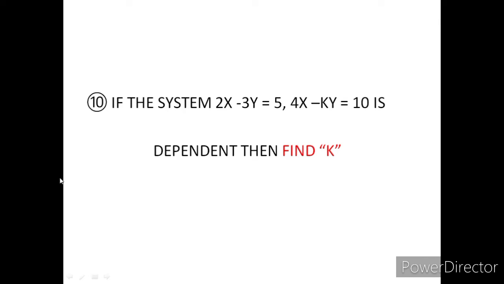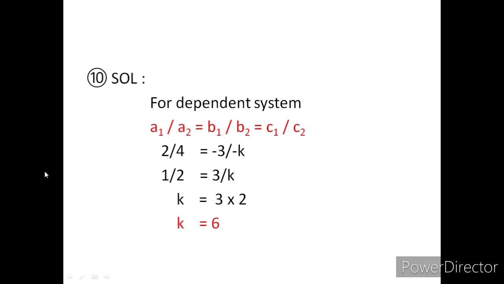As usual, stop the video. Watch the problem. Try to get the solution. Shall we move? Yes, here the system is given as an independent system. The dependent system condition is like this: a1 by a2 is equal to b1 by b2 is equal to c1 by c2, isn't it? Thereafter you have to substitute.